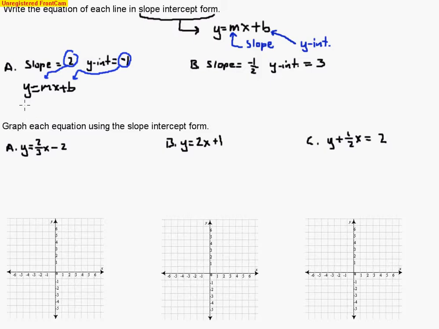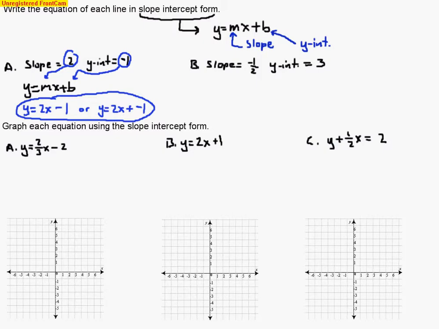So our answer here would be y equals 2x minus 1, or plus negative 1, either way. So it could also be y equals 2x plus negative 1. And that would be our answer right there. And so either one of those would end up sufficing. Let's take a look at the next one.